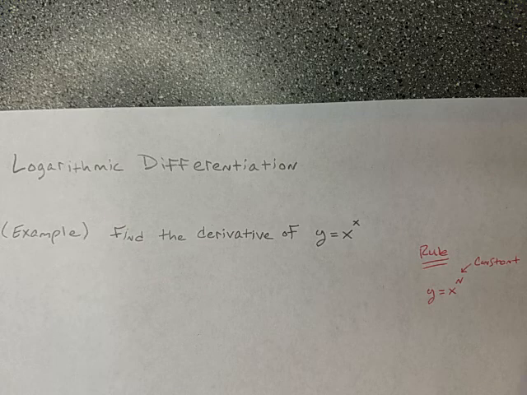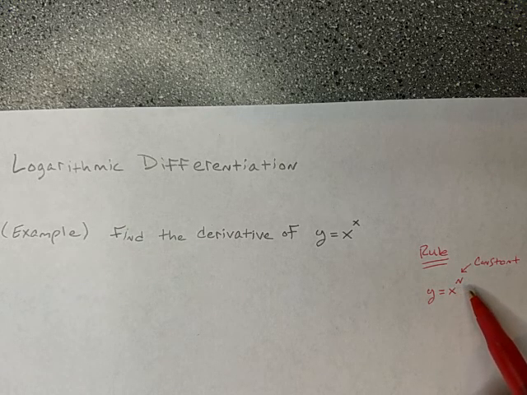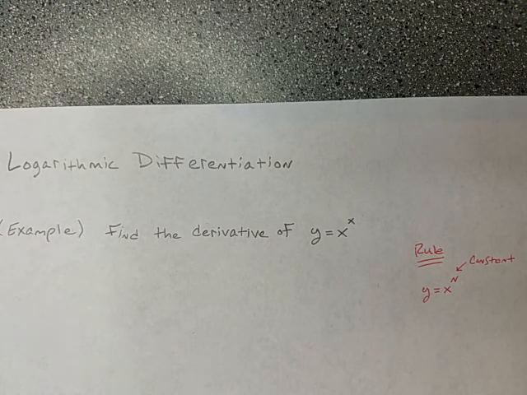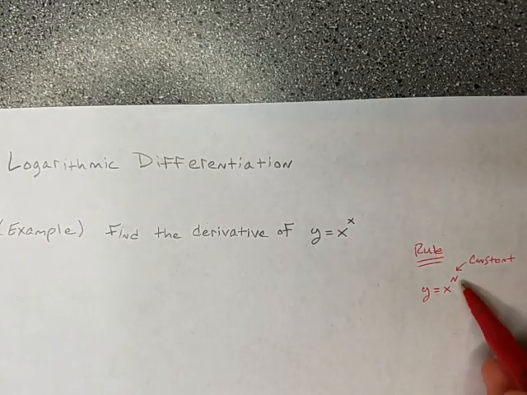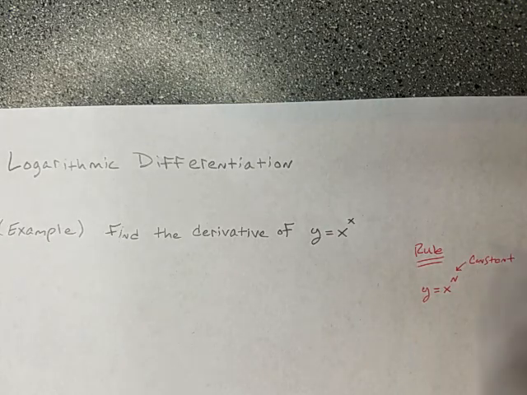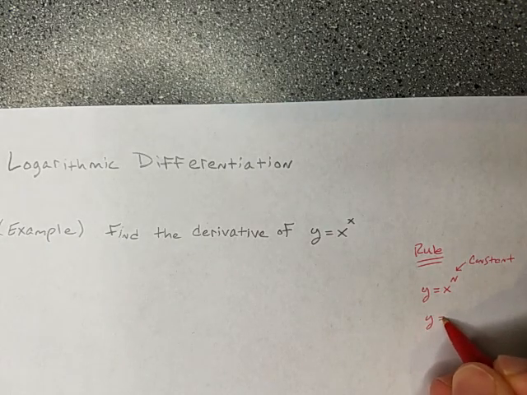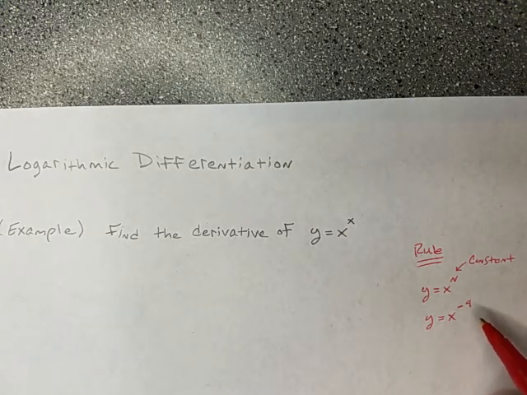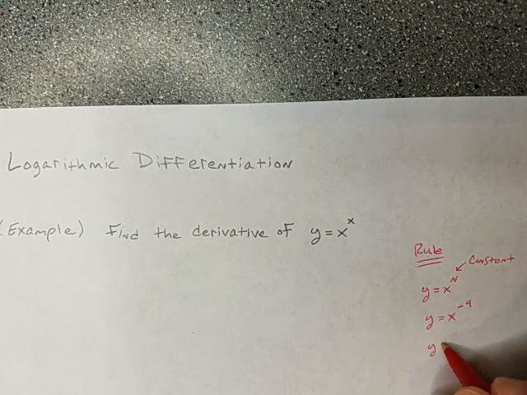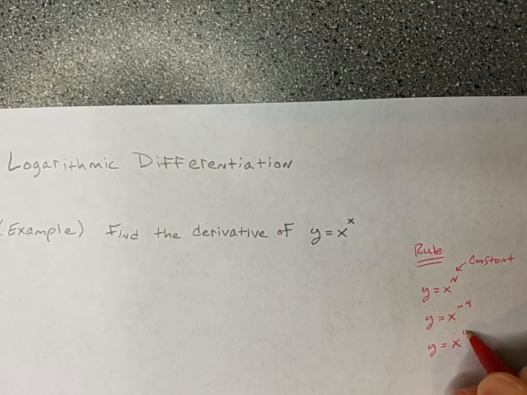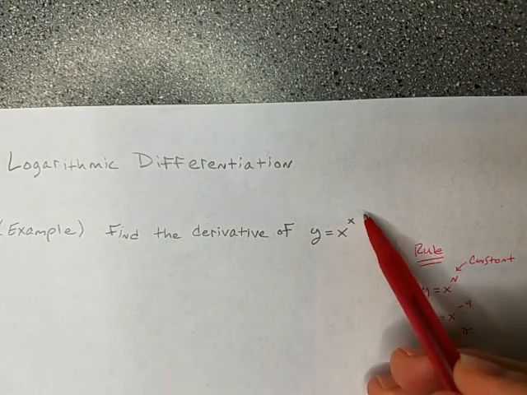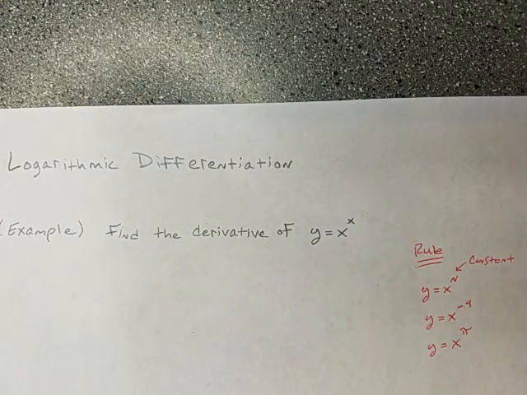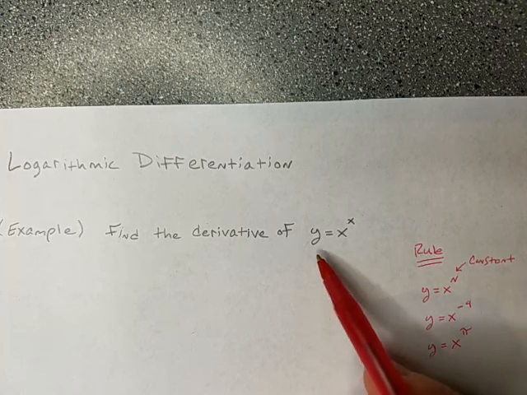Well, why is that? Because here the power is specified to be a constant. It must be a constant, no other option. It's only for when the power is a constant. We could do y is equal to x to the minus 4 power. We could find the derivative of that because negative 4 is a constant. We could find the derivative of y is equal to x to the pi power because, again, pi is a constant. But here, x is the independent variable, so this rule is not for that problem.